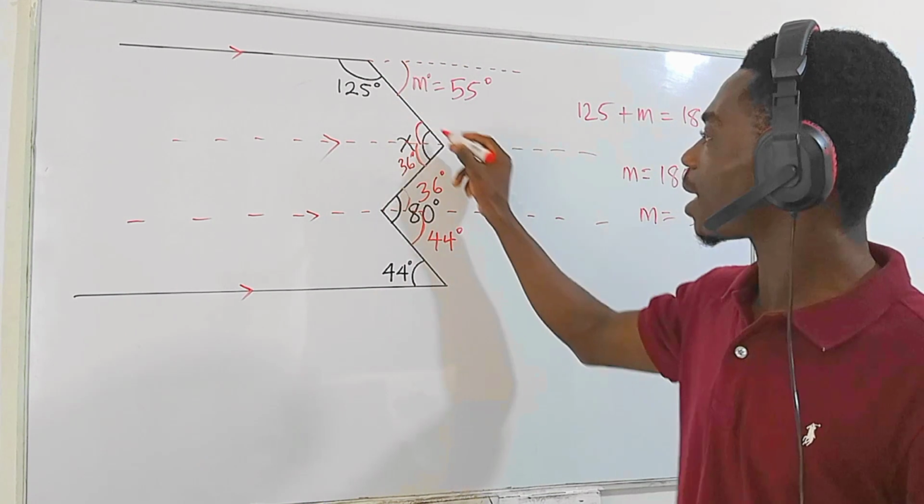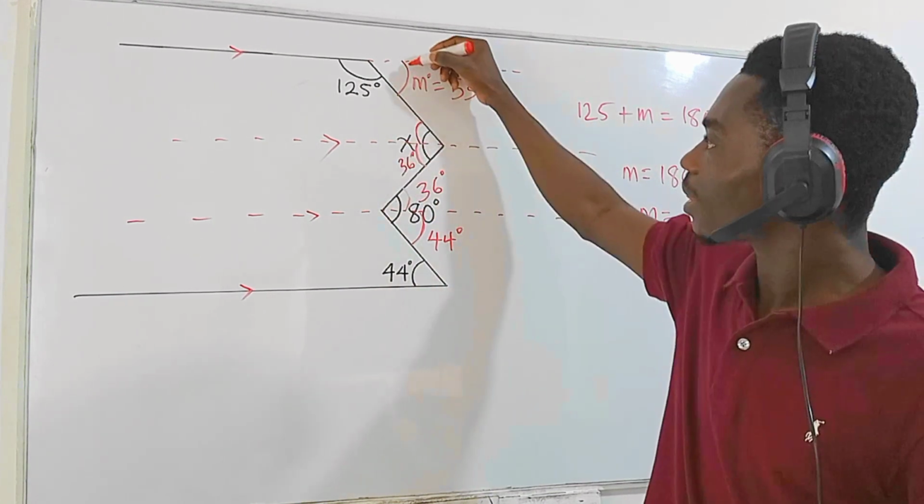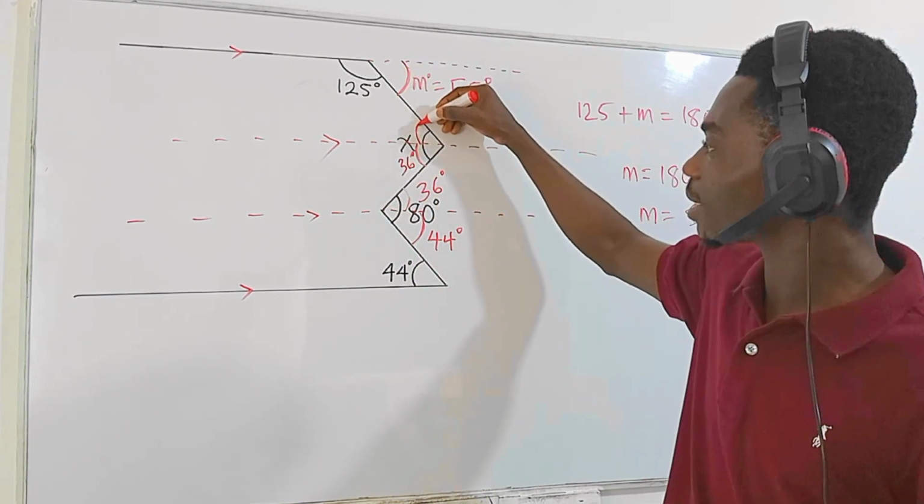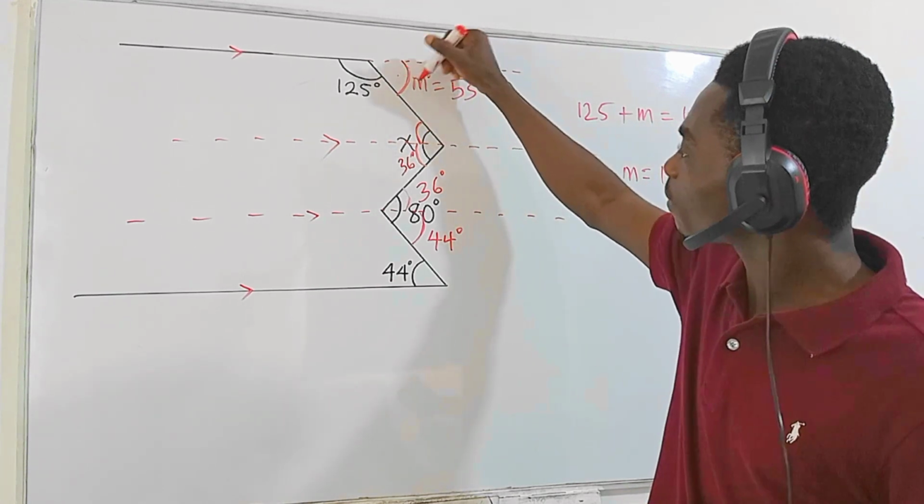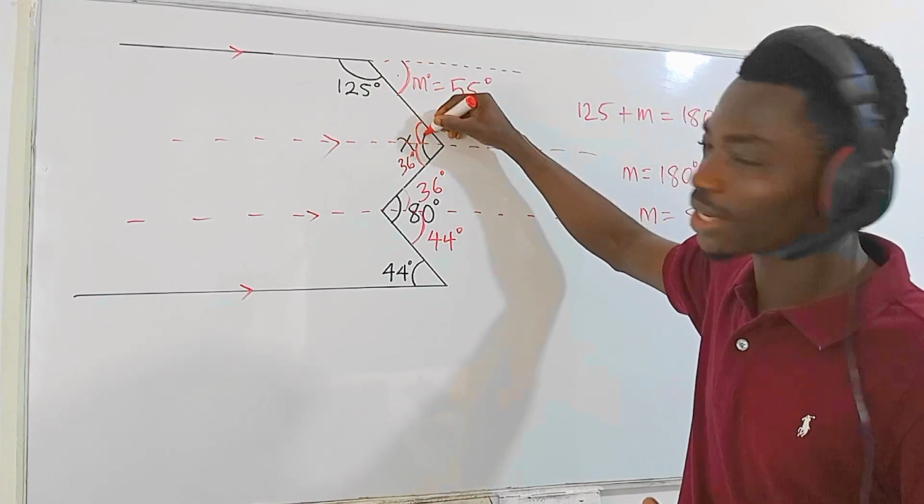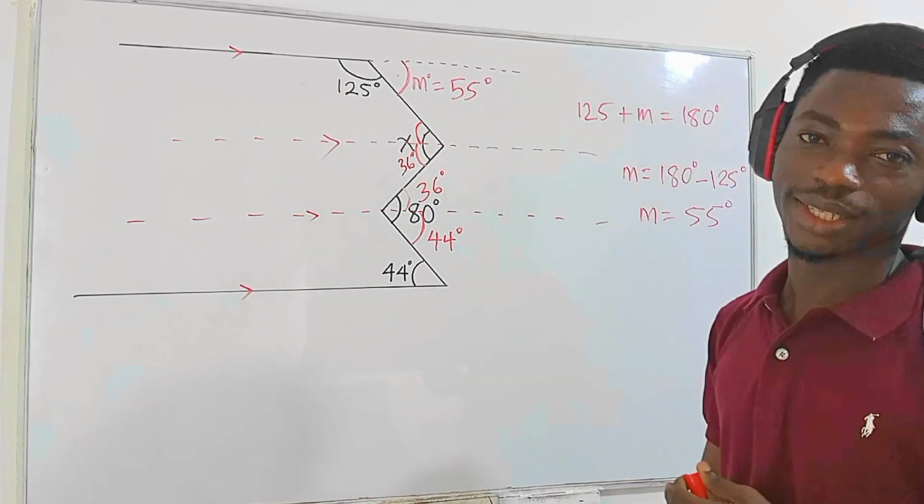And check this out. This is also a zigzag shape. Remember, the whole of this angle is alternating with this angle right here. Therefore, if this angle is 55 degrees, definitely this angle is also 55 degrees.